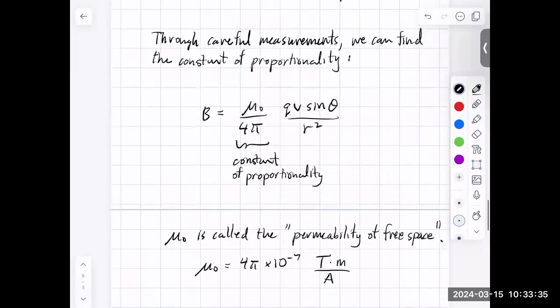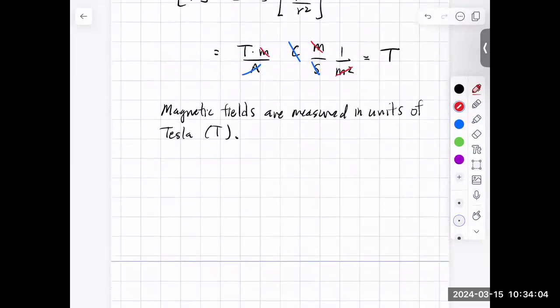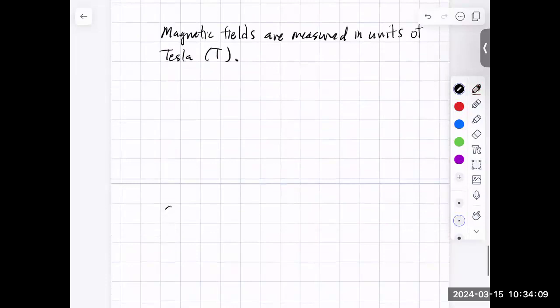The problem with this expression that we have here is that it's an expression only for the strength of the magnetic field. It doesn't have any direction information in it. So what we'd like to do is revise this expression so that we can incorporate some direction information. In order to do that, we're going to have to introduce a new type of product, and it's called the cross product. So let's do cross product.